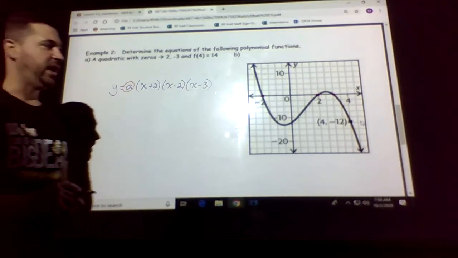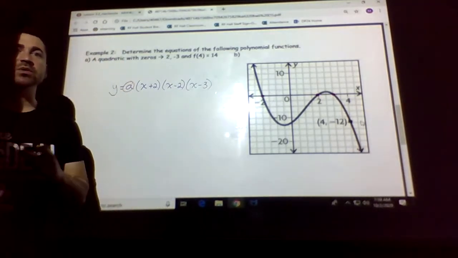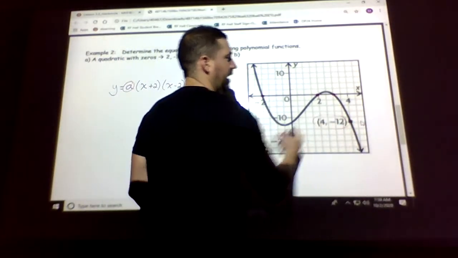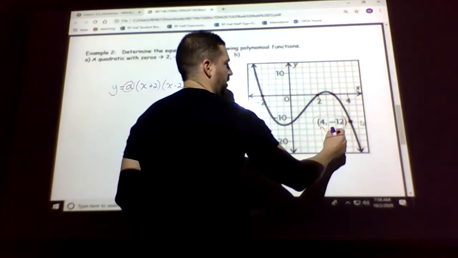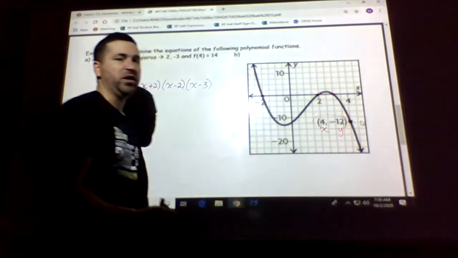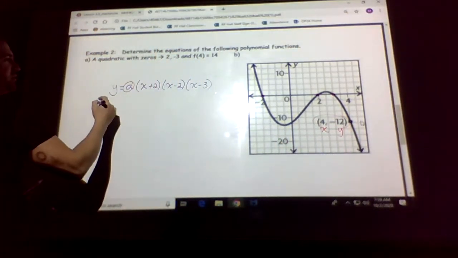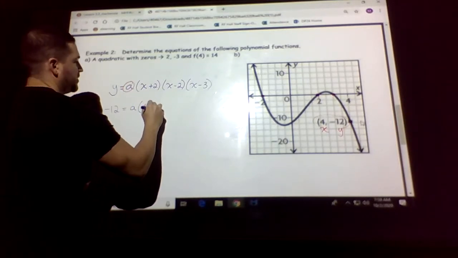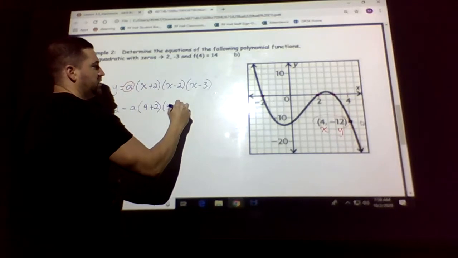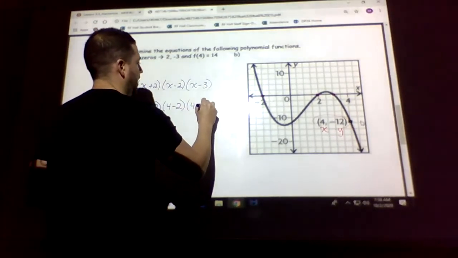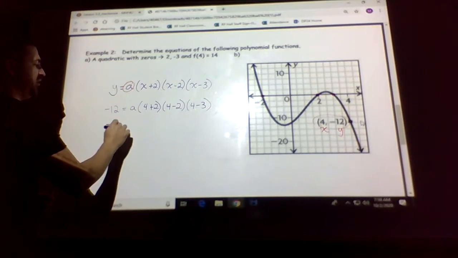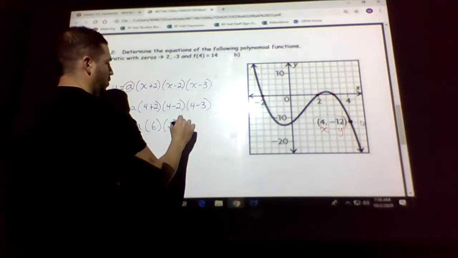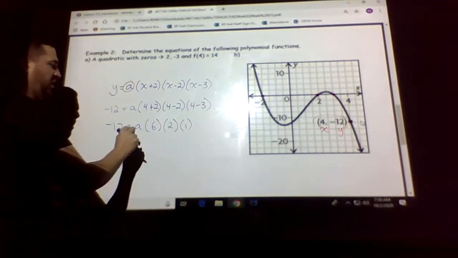In order to find the a value, we need another point to substitute into x and y. So they give us a point here, (4, -12). So 4 will be your x value, -12 will be your y value. So we substitute it in, so -12 = a(4 + 2)(4 - 2)(4 - 3). Simplify each of the brackets. So we had 6, 2, and 1. Multiply them all together.